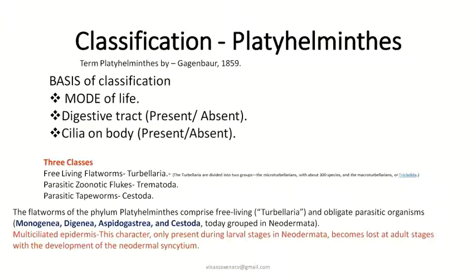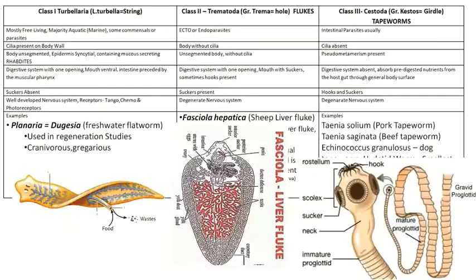So we have to remember three classes: Turbellaria, which include the free living worms, then Trematoda and Cestoda, which include the parasitic forms. Trematodes are zoonotic flukes, and Cestodes are endoparasitic, and they are called tapeworms due to their long length. Now we will see the basic characteristics of the three classes. Class 1 is Turbellaria, which includes the free living flatworms. Class 2 is Trematoda, which includes the flukes, and class 3 is Cestoda, which includes the tapeworms.